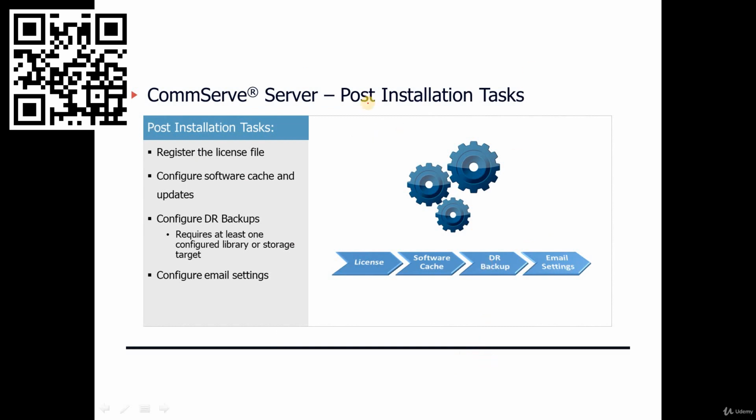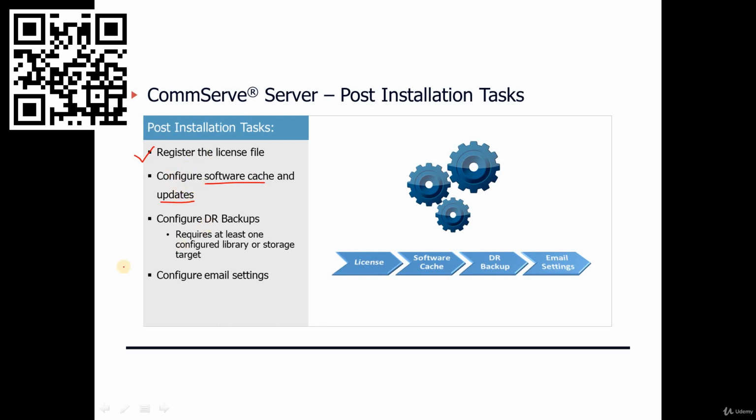Right? So after the installation is done, what do we need to do? Step 1, we need to register the license key. If you are setting up your own lab for practice, you can cancel this registration part. It will give you a 60-day trial period, so you can use it and practice for 60 days. Then we have to configure the software cache and update CommVault so that we make sure we are running the latest hotfix in our environment.